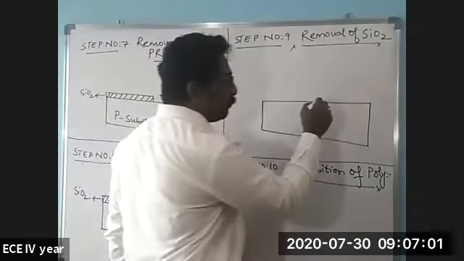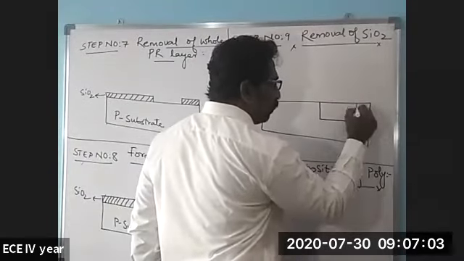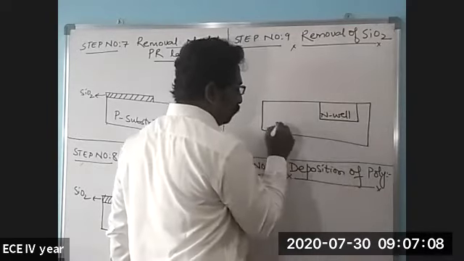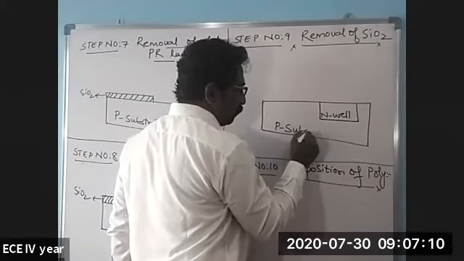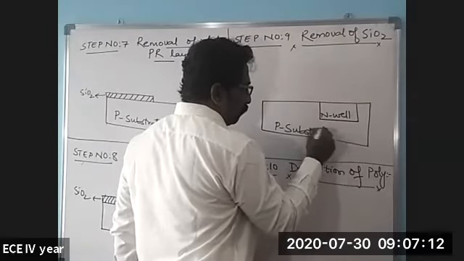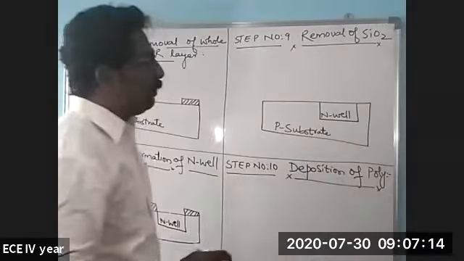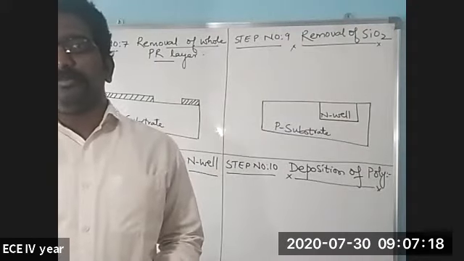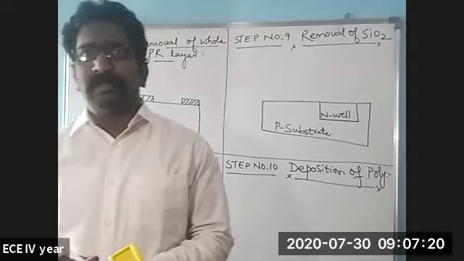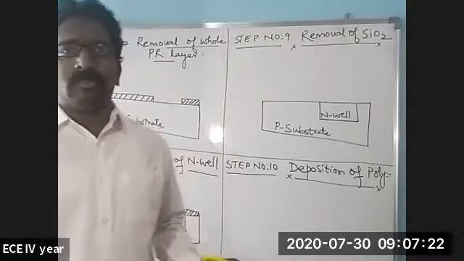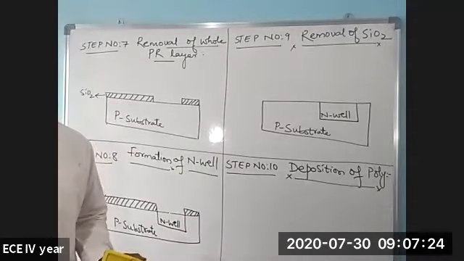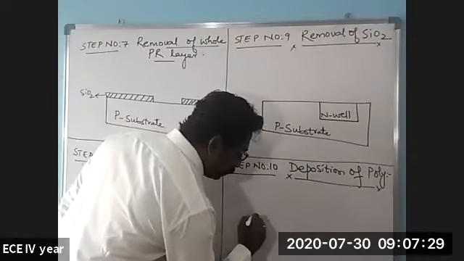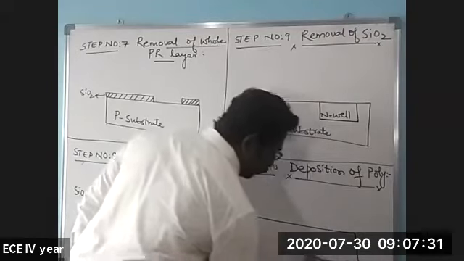If you remove the SiO2, your substrate or your wafer looks like this. So this is how your wafer looks once this SiO2 has been removed. The next one, deposition of the poly. Deposition of poly is nothing else but polysilicon.